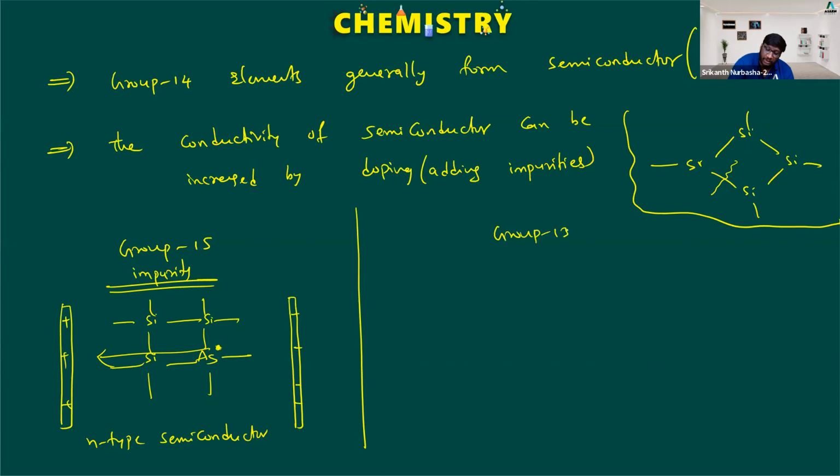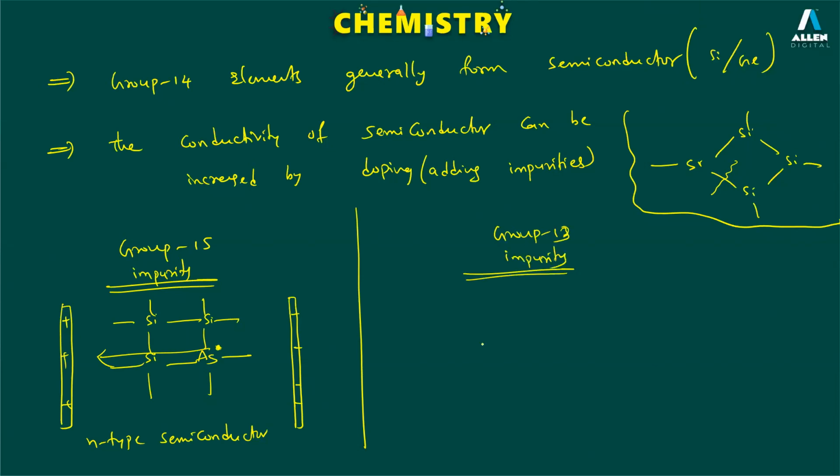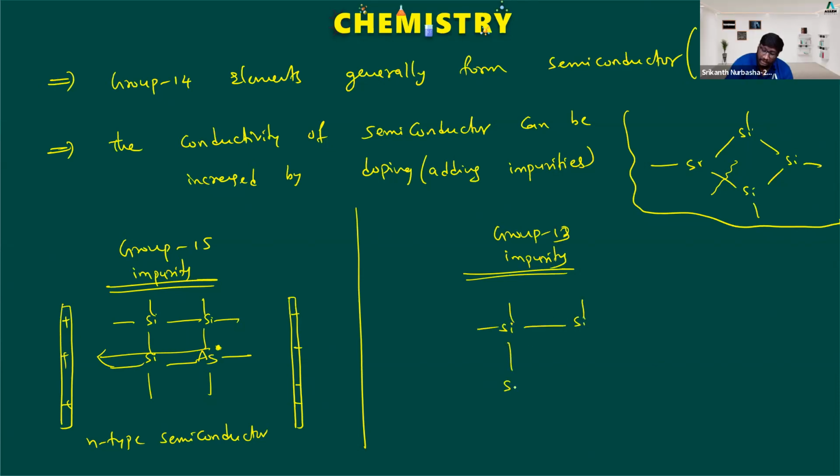We can also add group 13 impurity, like boron or gallium, to silicon or germanium. If you try to add gallium, what is going to happen? It cannot form 4 bonds because only 3 valence electrons are there. The other silicon atom will have an electron, but here we have an absence of electron. That absence of electron you can imagine as a hole.